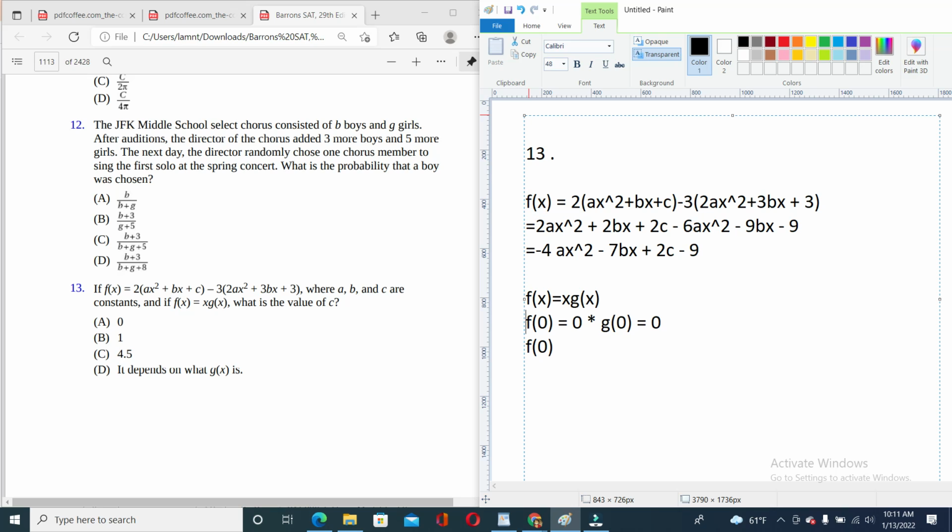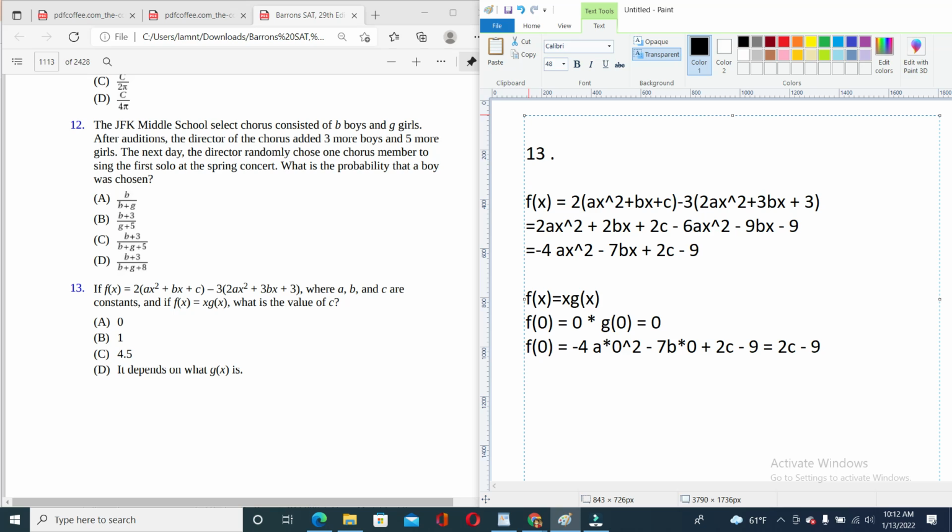So f(0) is going to be equal to, okay, we just replace every x inside this formula with 0, right? So this is 0, this is multiplied by 0, and anything multiplied by 0 is 0, so f(0) is going to be equal to 2c minus 9. And now you see that we can have an equation here.